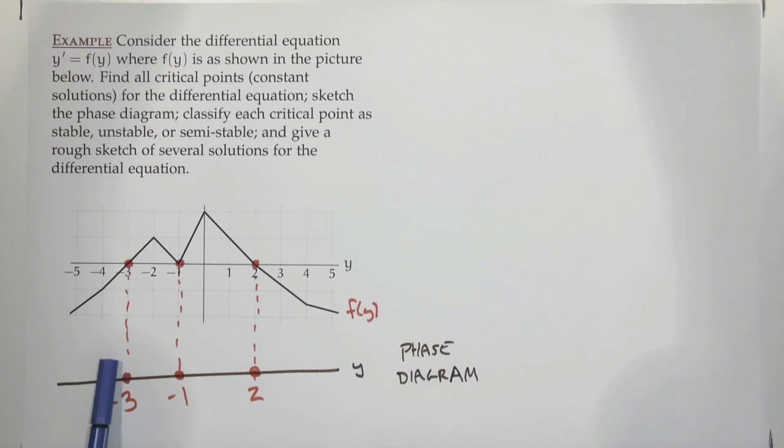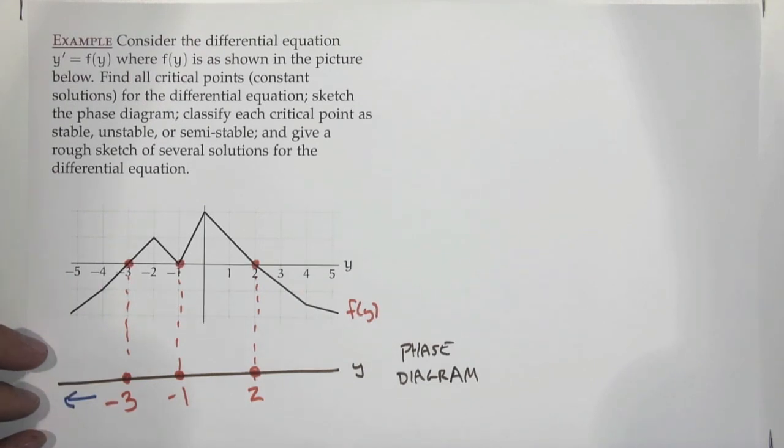What's the behavior below -3? What's happening? Am I moving to the right, to the left? How do I know? To the left? Are you sure? You're right. It is to the left. How do we know?